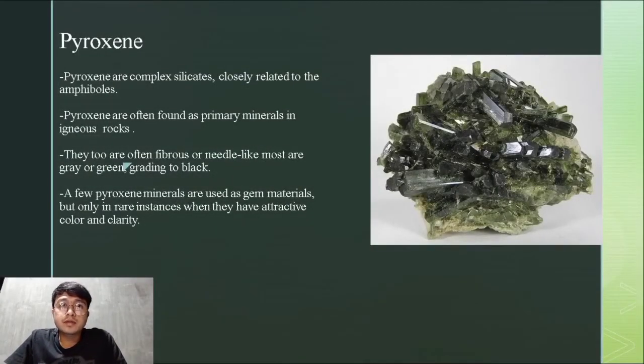Pyroxene. Pyroxenes are complex silicates closely related to the amphiboles. Pyroxenes are often found as primary minerals in igneous rock. They too are often fibrous or needle-like, are gray or green-gray, grading to black. A few pyroxene minerals are used as gem materials, but only in rare instances when they have attractive color and clarity.